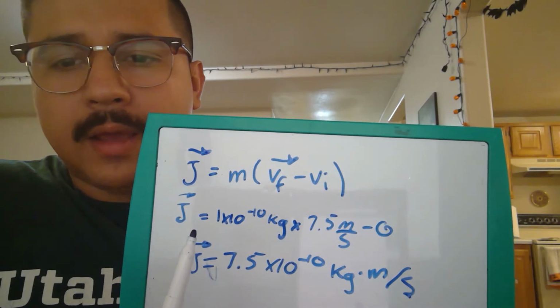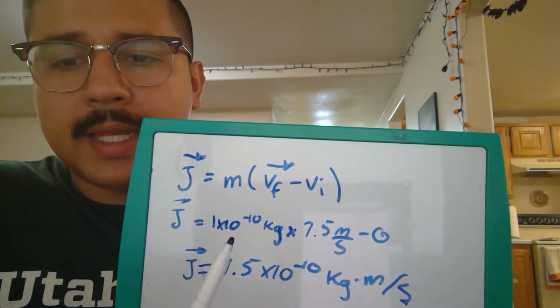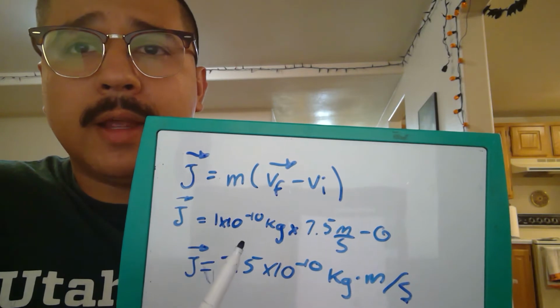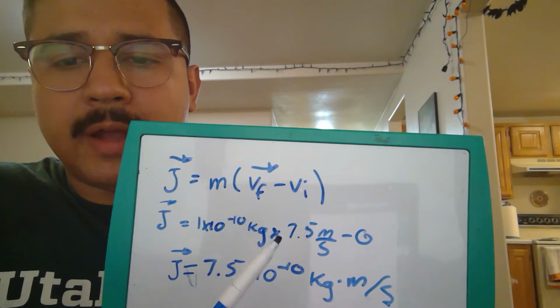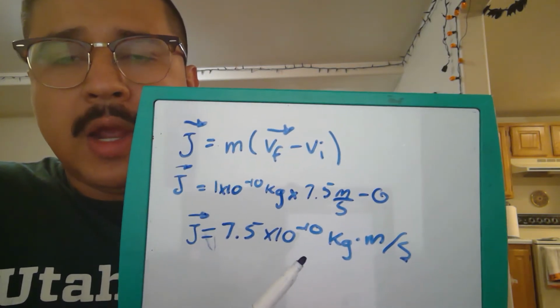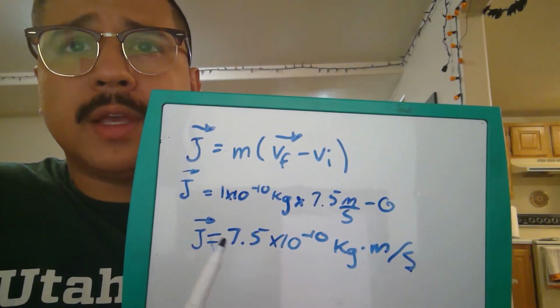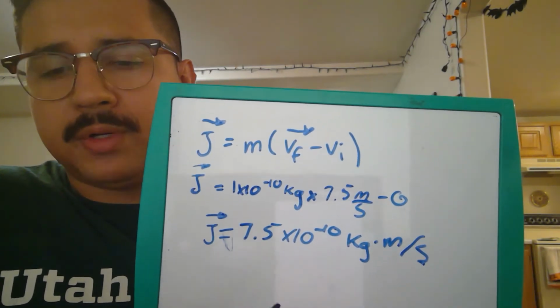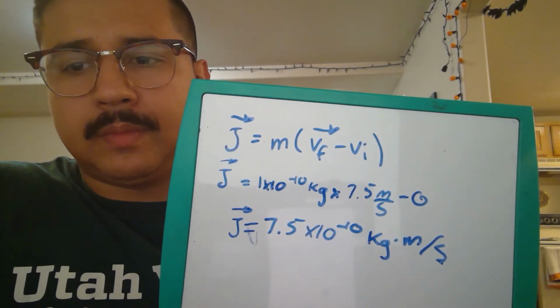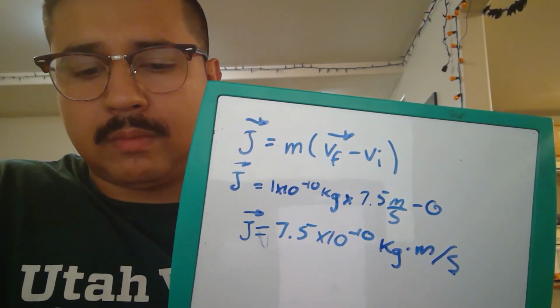So with that, we have our mass of 1 times 10 to the negative 10th kilograms. And then we have our 7.5 meters per second for our final minus our initial, which was 0, which is going to give us an impulse of 7.5 times 10 to the negative 10th kilograms times meters per second. And that'll solve our first problem, which was what is the impulse. So now we're going to answer what is the average force of this impulse if it's delivered in 0.3 milliseconds.